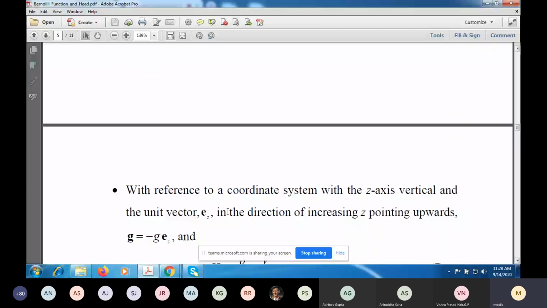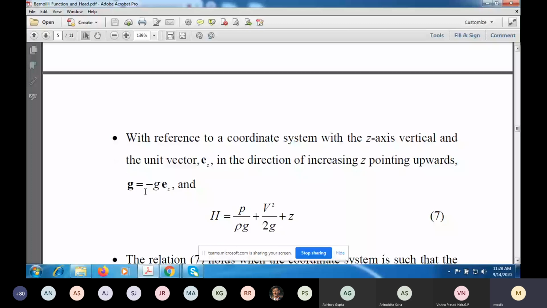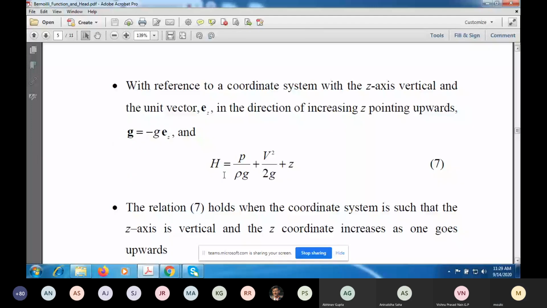Now consider a coordinate system where the z-axis is vertical and the unit vector Ez is in the direction of z, which is pointing upwards. Then I can write the gravity vector as minus g Ez, where small g is the scalar magnitude of the gravitational acceleration, and Ez is a unit vector pointing upwards. The minus sign is there because g points downwards. In that notation, I can write the head as P by rho g plus V squared by 2g plus z.